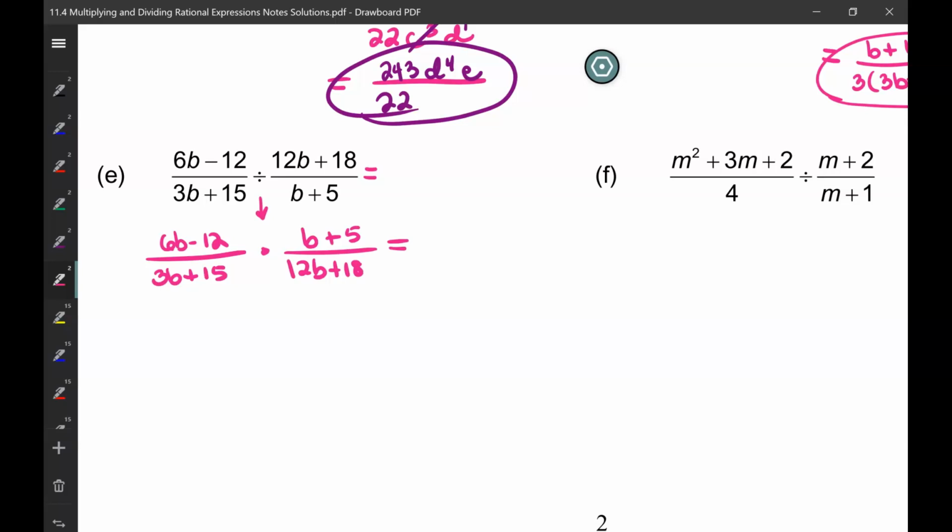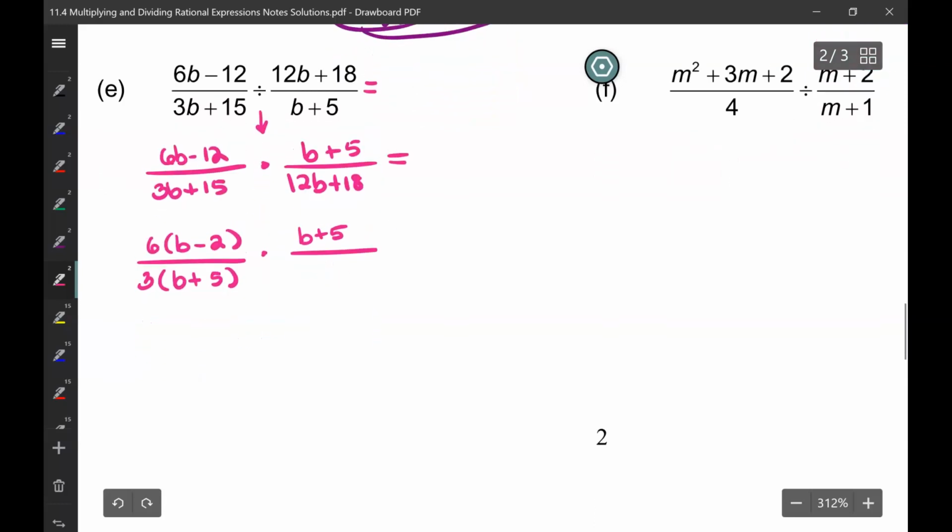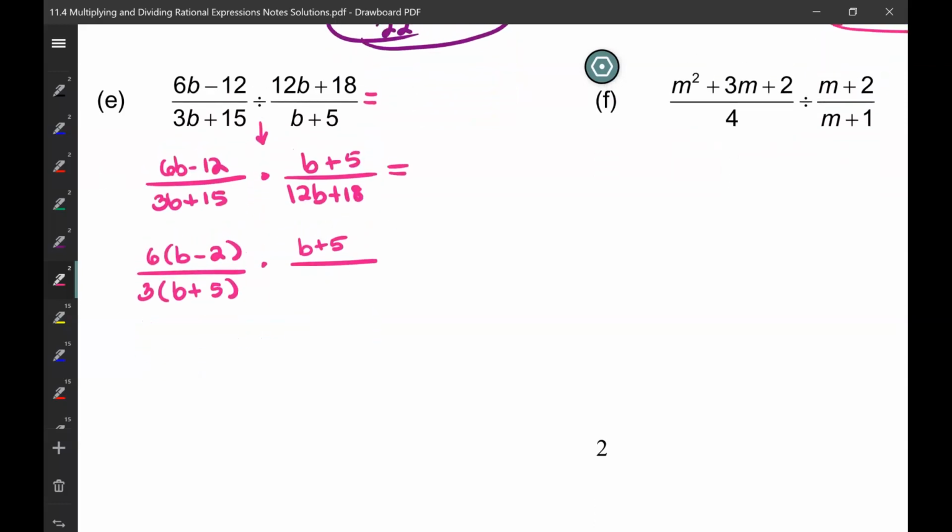So 6b minus 12, I can factor out a 6, and I'm left with b minus 2 in parentheses. In the denominator, 3b plus 15, I can take out a 3, and I'm left with b plus 5. The numerator here, b plus 5, can't take anything out. But then 12b plus 18, I think 12 and 18 have a GCF of 6, and when I factor that out, I get 2b plus 3.